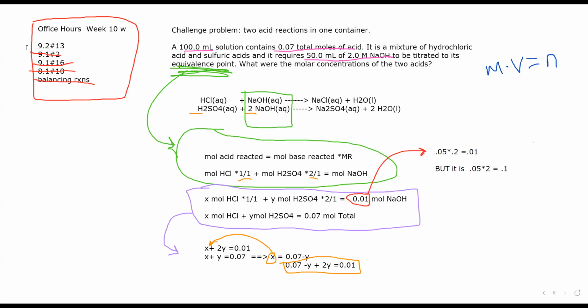But now I can go ahead and fix this. I found my mistake. I can fix it. That's going to be 0.1. And now I can solve this out. I'm going to end up with y is equal to, one of those cancels off, subtract it, is equal to 0.03. After I get y is equal to 0.03, then I can calculate my x value, because I know x plus 0.03 is equal to 0.07. So that means x must be equal to 0.04.